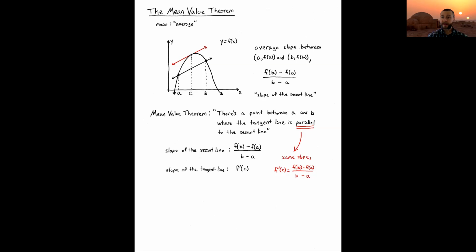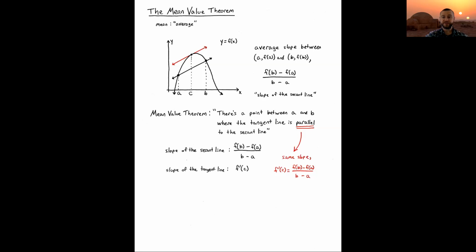All right. Think back to algebra. As we mentioned earlier, when lines are parallel, they have the same slope. So we have our 2 expressions there, the slope of the secant line, slope of the tangent line. What the mean value theorem says is there's a point C for which these 2 slopes, the instantaneous rate of change equals the average rate of change. Or in other words, the slope of the tangent line equals the slope of the secant line.